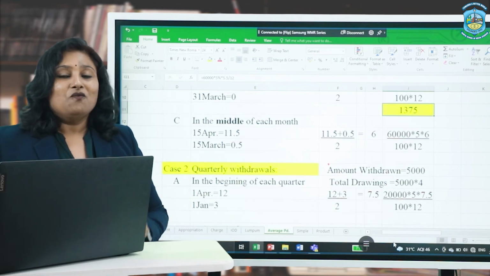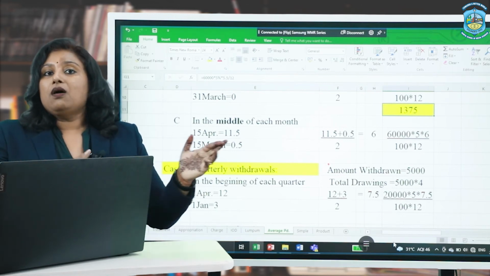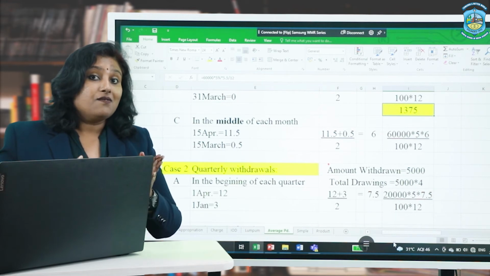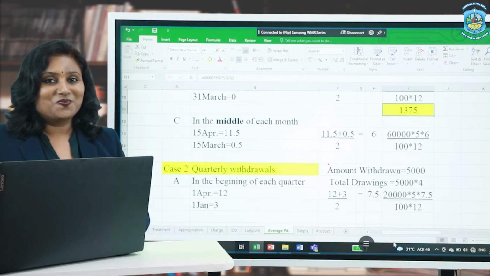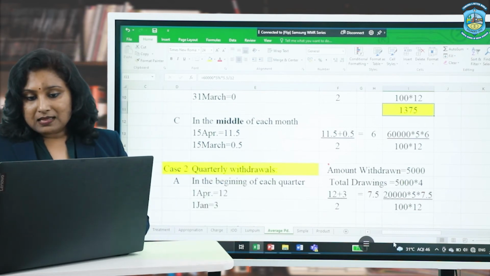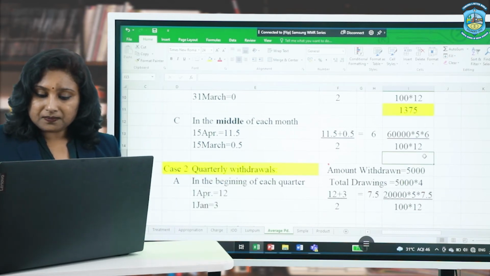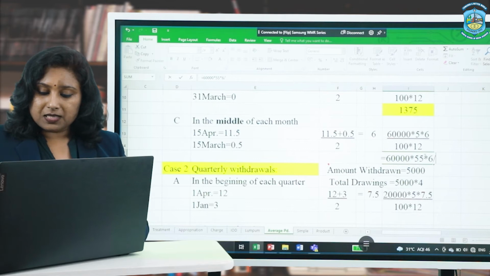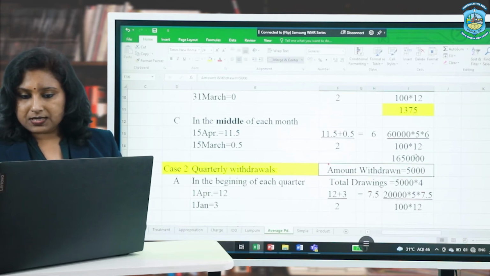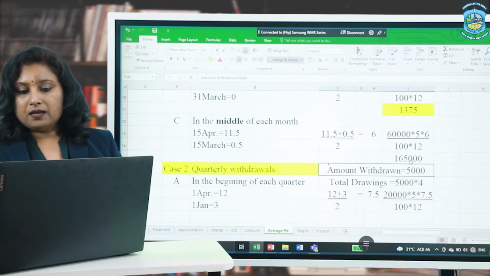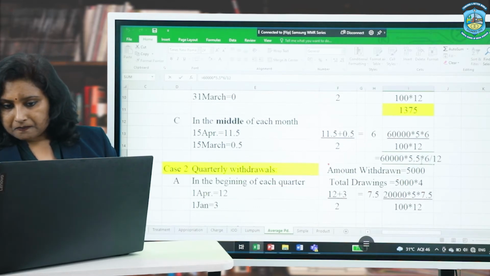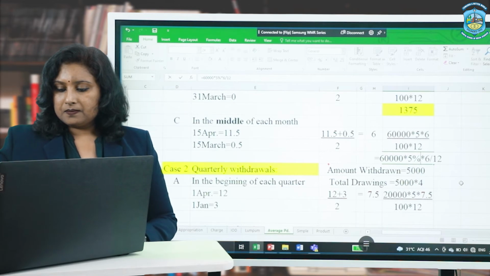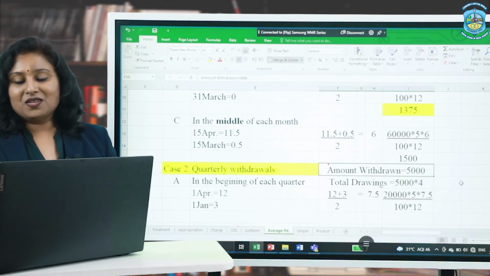I'll tell you a magic. Whenever the amount is withdrawn in the middle of any period, that is middle of the month, middle of each quarter, or middle of 6 months, the average period will come always 6 months. Okay? So again the formula remains same, that is 60,000, the total withdrawal at the rate of 5% for 6 months, and the amount of drawing is 1500.